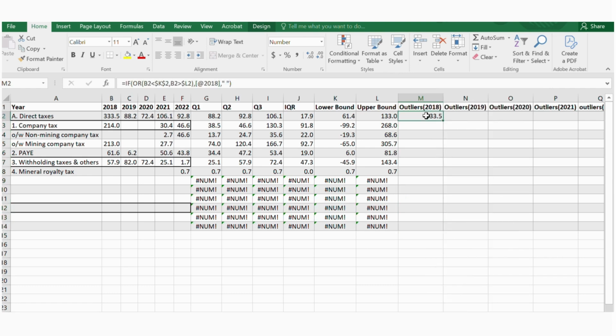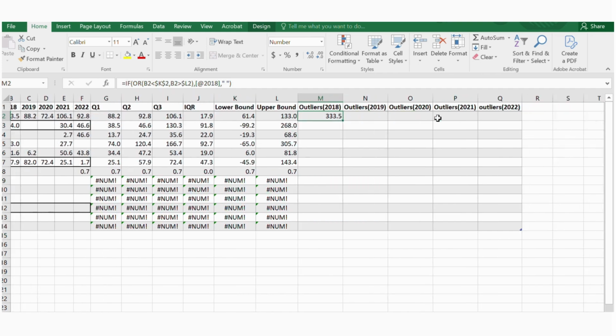So yeah, it looks like in 2018, in terms of the direct taxes, there was actually an outlier, because if you look at this 333.5, it is greater than 61.4, which is our lower bound, but yet it is greater than our upper bound. That makes it an outlier because it's supposed to be within the range of 61.4 and 133, but in this case it's shooting above 133, which is our upper bound. So that makes it an outlier.